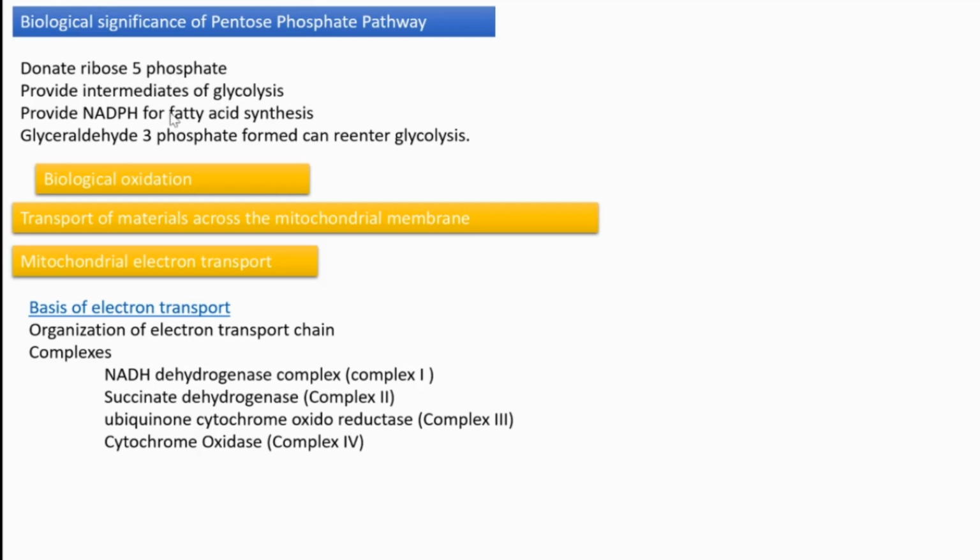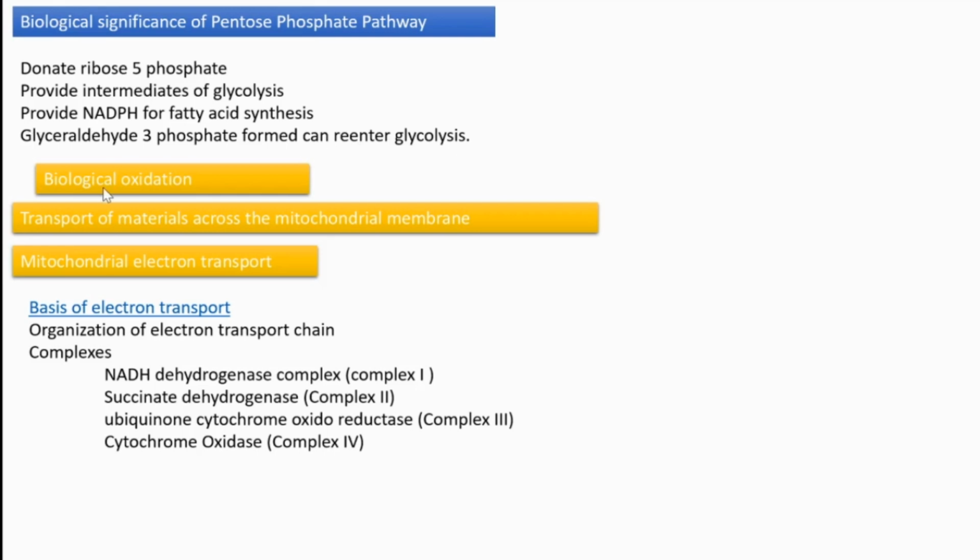And also it provides intermediates for glycolysis and also provides NADPH for fatty acid synthesis. In fatty acid synthesis, NADPH acts as a reducing agent. So in that sense, this pentose phosphate pathway gives that reducing agent for the synthesis of fatty acid. Then glyceraldehyde 3-phosphate can again form and re-enter glycolysis.